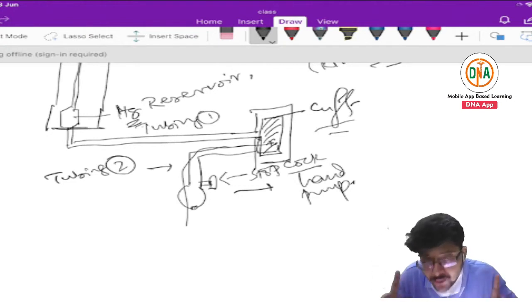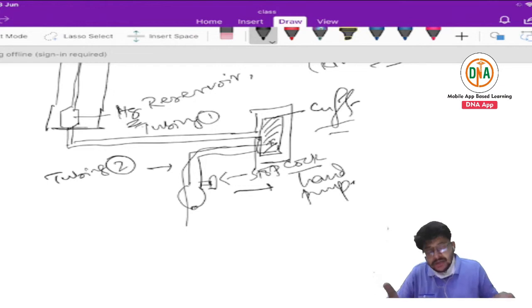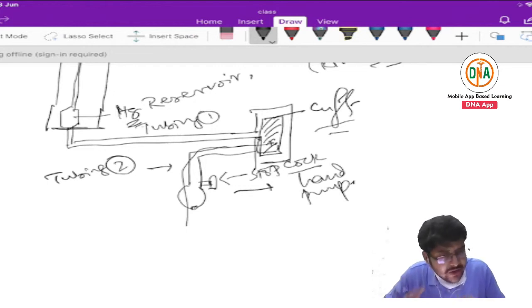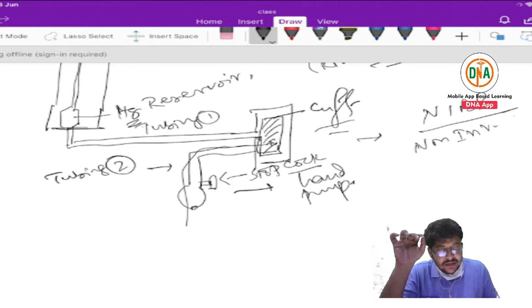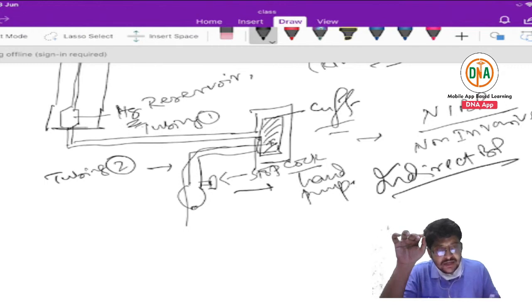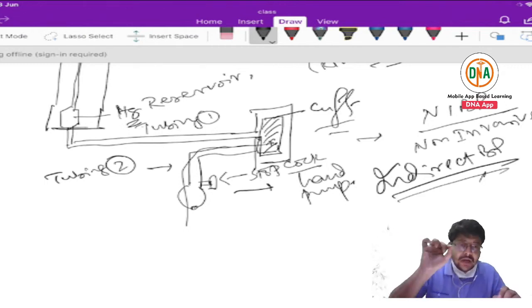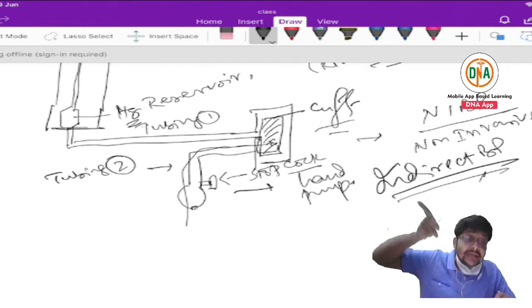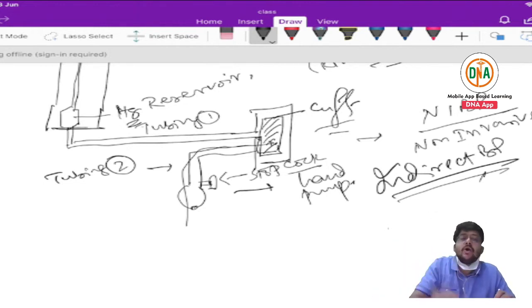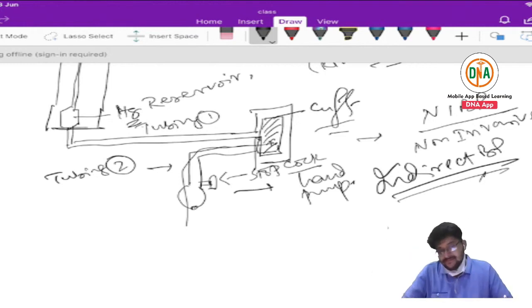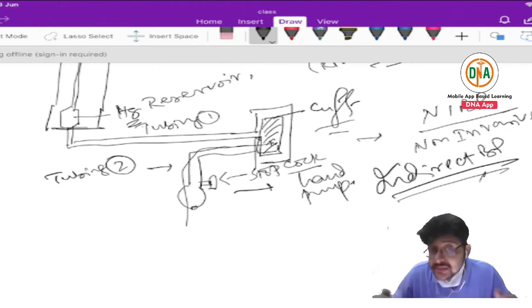Ladies and gentlemen, one important aspect you must remember here: by this sphygmomanometer, by this particular circuit, whatever we are measuring right now is NIBP, the non-invasive BP. It is also known as indirect BP, because BP, blood pressure, is the perpendicular pressure exerted by the flow on the vessel wall. To directly measure that, we have to put a pressure sensor or a manometer inside the artery. Otherwise, we cannot get it. So this is indirect BP.